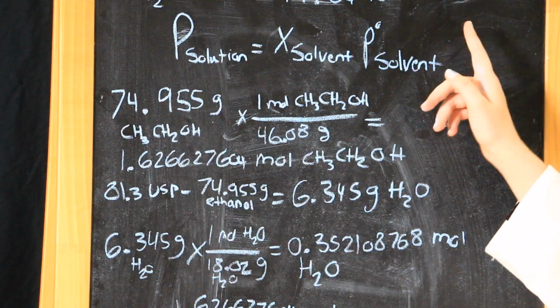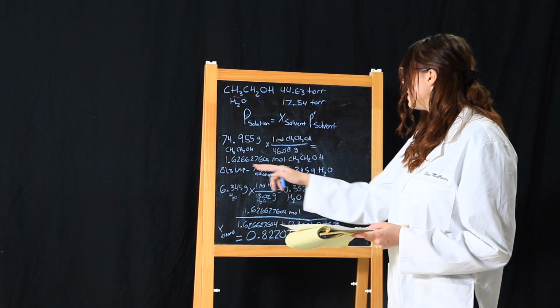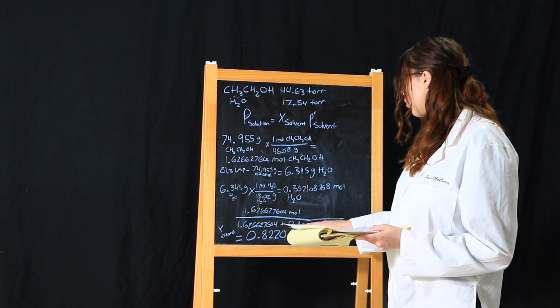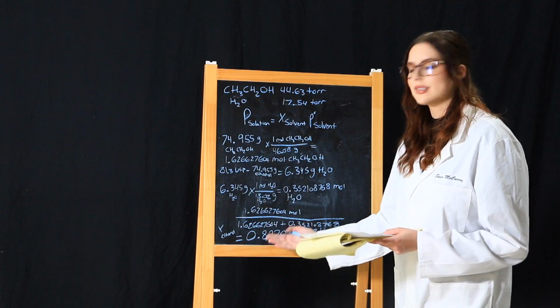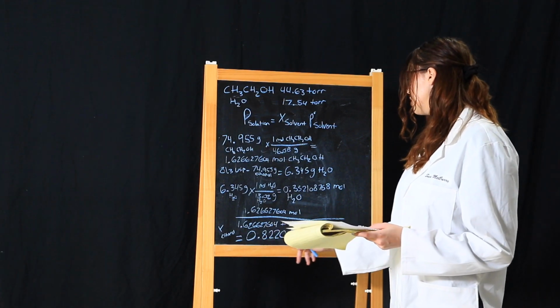Now, we need to find the mole fraction of ethanol, so we simply need to put the number of moles of ethanol over the moles of ethanol plus the moles of water together. And when you do this as a fraction, you are going to get a mole fraction of ethanol of 0.8220537.